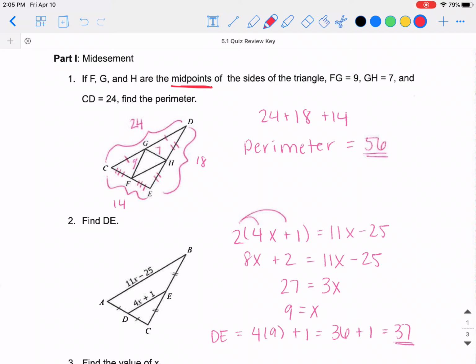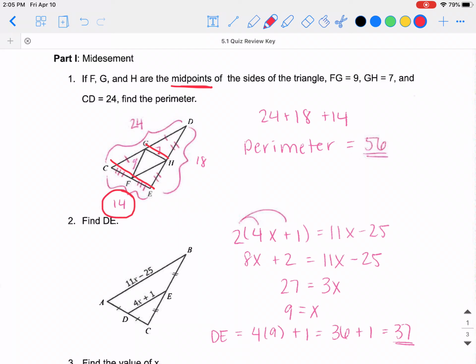There are two things that we know about the midsegment. Say GH, that's your midsegment. That is parallel to CE, so the opposite side, and GH is also half the length of CE. So because we're told GH is 7, we know that CE is 14.